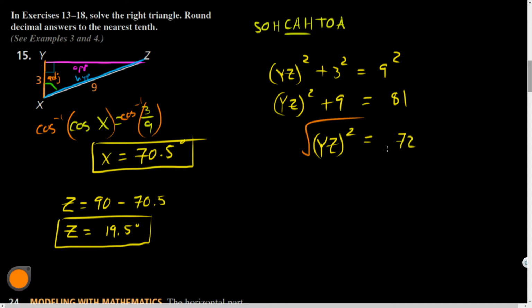Root both sides. And technically plus or minus, but we're talking about triangles, so I'm going to ignore the negative answer, even though algebraically there are two. So YZ is equal to the square root of 72. Is there a perfect square that goes into 72? Nothing? Is 4, is 16 even? 4 sounds like it would.